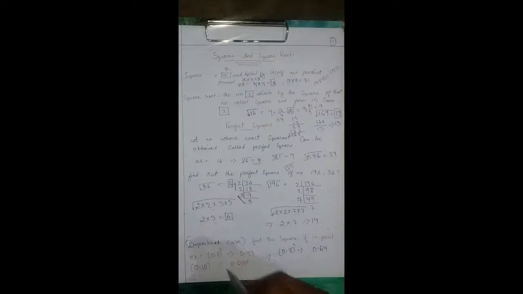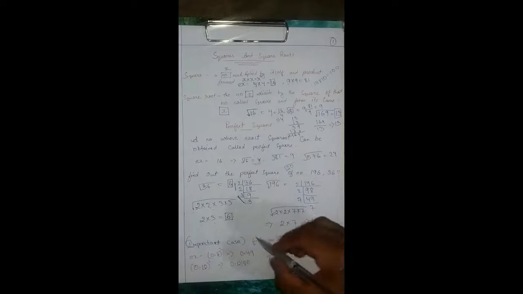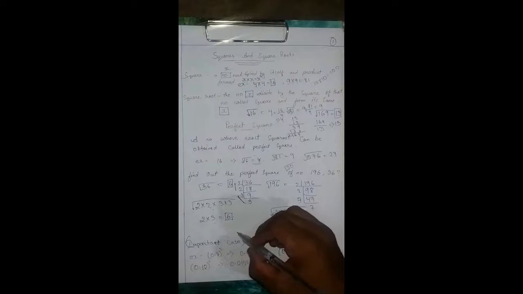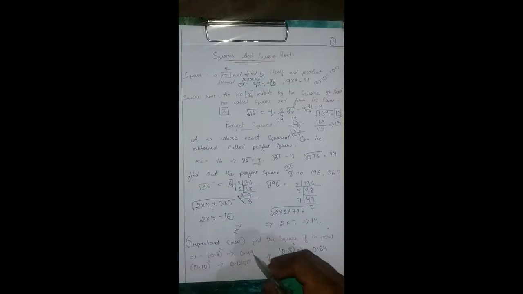Now in important case, find the square if in point. Okay, 0.7 square is equal to 0.49. How it came? Okay, 7 square is 49 and if after the point it is one digit, then you multiply it by 2. Okay, 1 into 2, then 2. After 2 digits you keep 1 0.